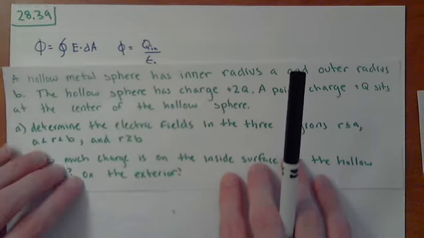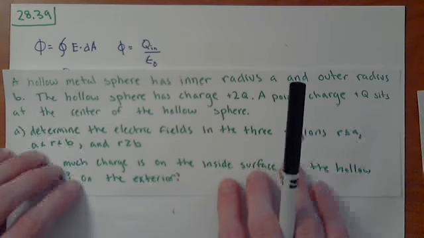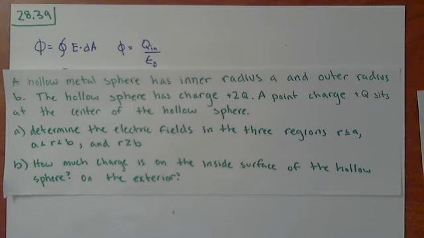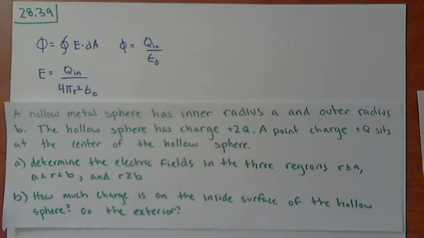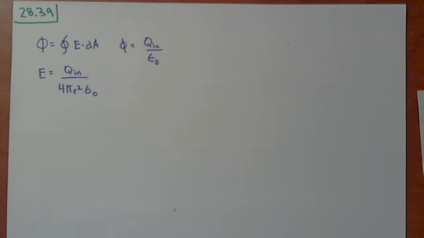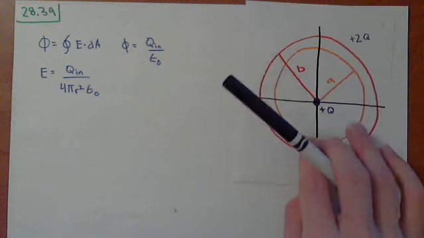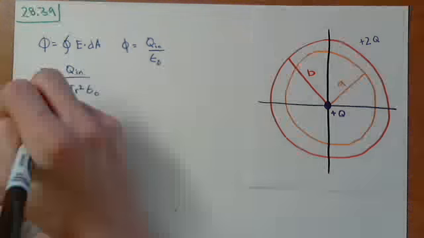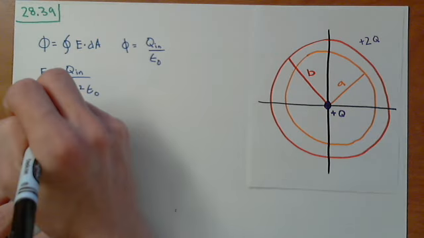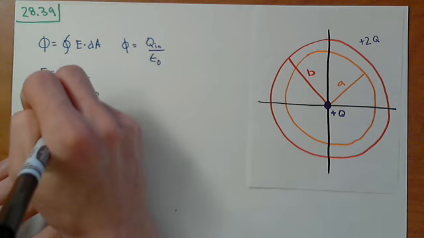So using these two equations, we're able to derive an equation for the electric field, which we'll be using for these problems, which is E equals Qn over 4 pi r squared epsilon naught. So we're going to put our drawing of the sphere right here, and now we're going to determine the electric field for the first one, R is less than or equal to A.